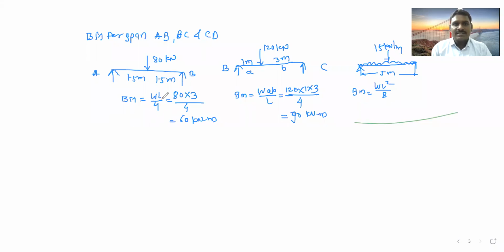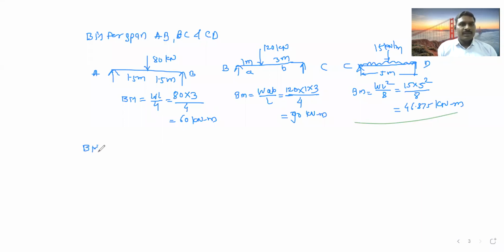I think this is correct. First, the AB span. So put the values: WL square by 8, 15 into L is 5 square, by 8. So how much? 46.875 kilonewton meter. So these are the regular or general bending moments for these spans if we consider them simply supported. So now we have to draw the BMD.